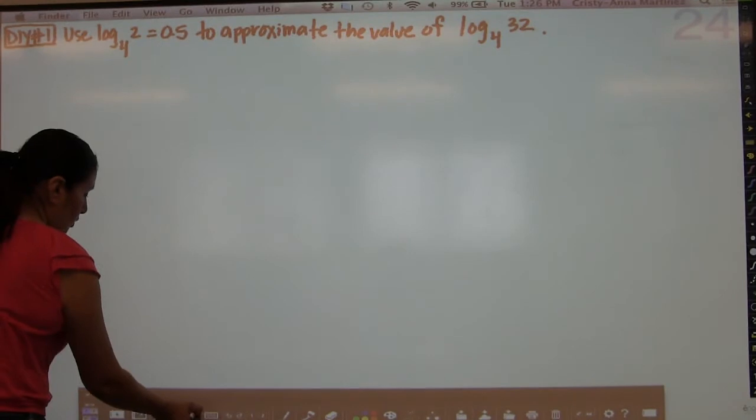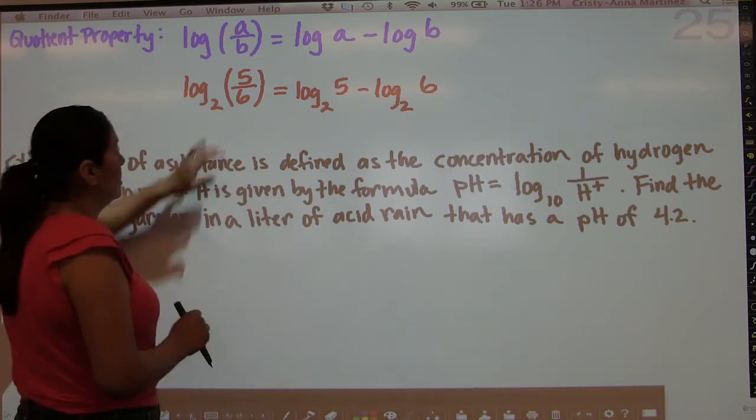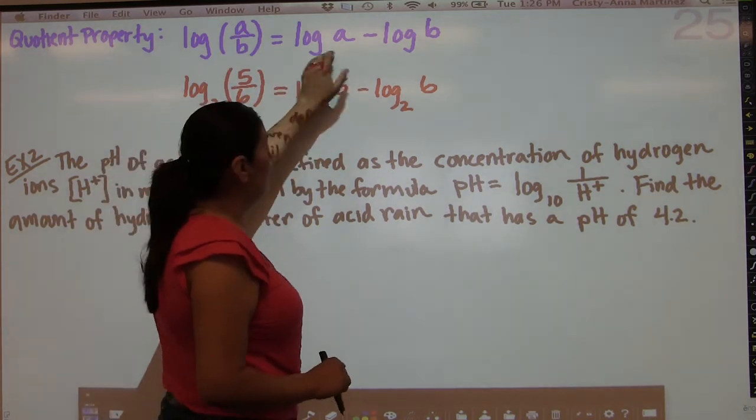All right, so then we're going to go on to the quotient property. And similar to the product property, in this case, when you have a quotient, so division of a divided by b here, it's going to break down to subtraction, log a minus log b.